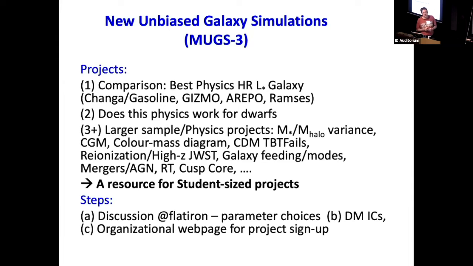Marta Reina Campos has a Gizmo version. We're talking to Oscar and potentially Hector for Ramses and me for Chonga Gasoline. So this is a quick comparison just to establish a baseline and how these codes compare. Then, does that really work for dwarfs? If you shrink everything by a factor of 10 or 100 in mass for all the particles, does it still work? Our best galaxy efforts.